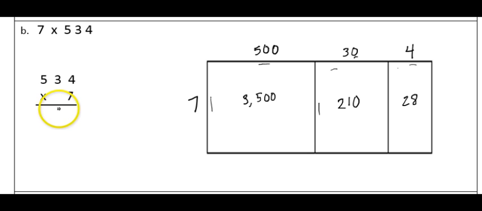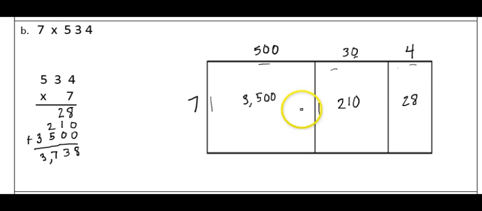7 times 4 again was 28. 7 times 30 was 210. And 7 times 500 is 3,500. We'll add those. We have 8, 2 and 1 is 3, 2 and 5 is 7, and 3. So for a final answer of 3,738. So again, the nice part about the area model is it shows us each step of our multiplication problem and then how they all fit together to give us our final answer.